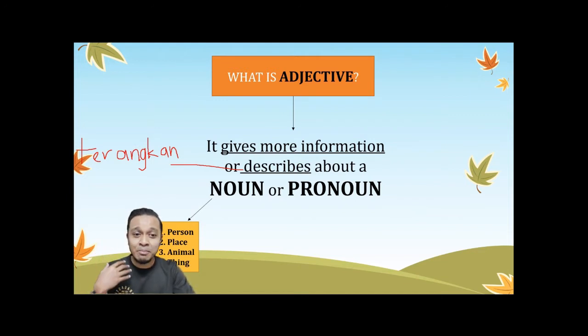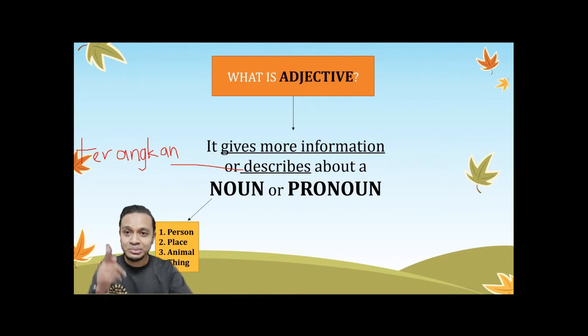So nouns here, for example, person. Person, Mr. Sharif, teacher, father, mother, policeman, doctor, all of that are nouns. And then for place, we have school, we have SK Tenggaruan, we have Johor, we have Mersing. And then next one is for animal. What kind of animal? We have cat, we have dog, we have bear, tiger, lion. And then last one is thing. Handphone, bottle, shirt, watch. All of that are nouns.